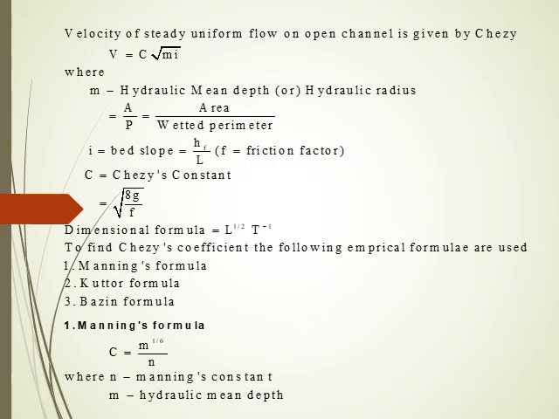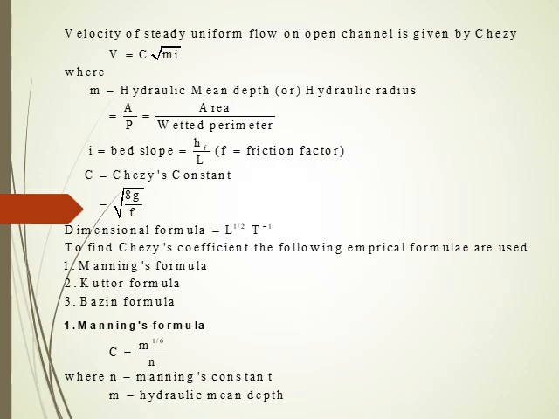So the velocity of steady uniform flow in an open channel is given by the Chezy equation, where V is equal to C into square root of m i. What is m? m is the hydraulic mean depth or hydraulic radius, A by P, where A is the area and P is the wetted perimeter. i is the bed slope. The formula for i is head loss due to friction by length, where C is the Chezy constant. The value of Chezy's constant will be from 50 to 60 depending upon the surface of the open channel.